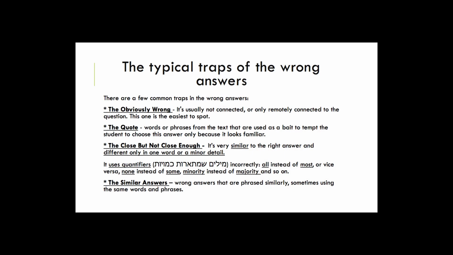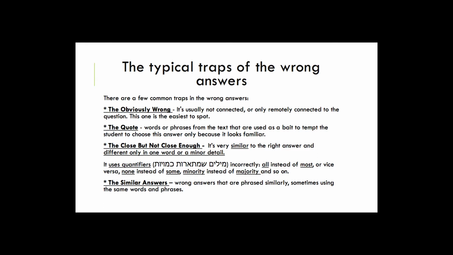You see, every question has 4 possible answers, the correct answer, and 3 wrong ones. The false answers have certain characteristics, telltale signs, which make them stand out to the experienced eye, thereby making it easier to find the correct answer. One false answer is always obviously wrong. It's usually not connected or only remotely connected to the question. This one is the easiest to spot.